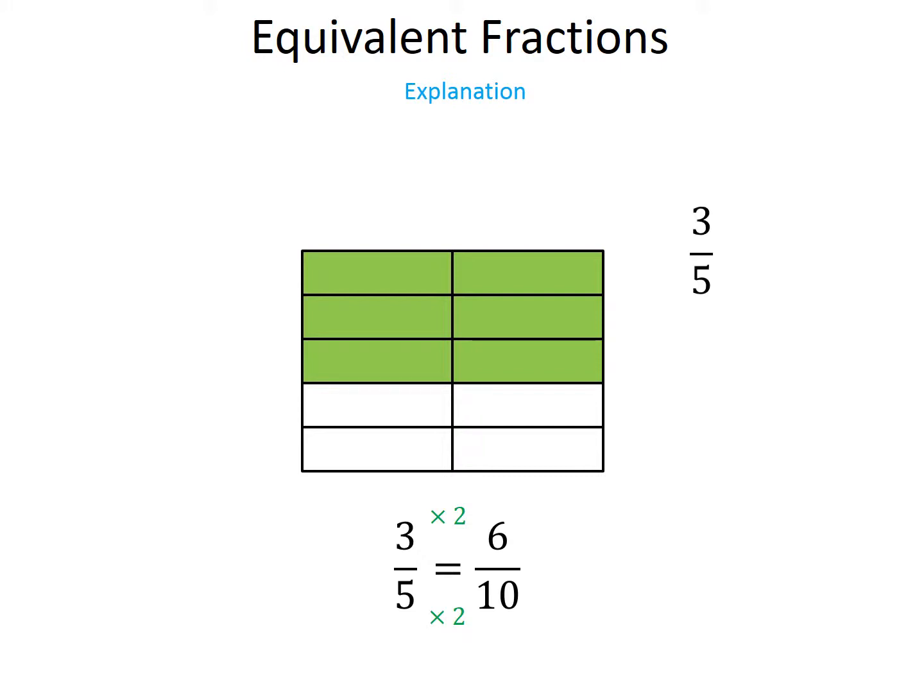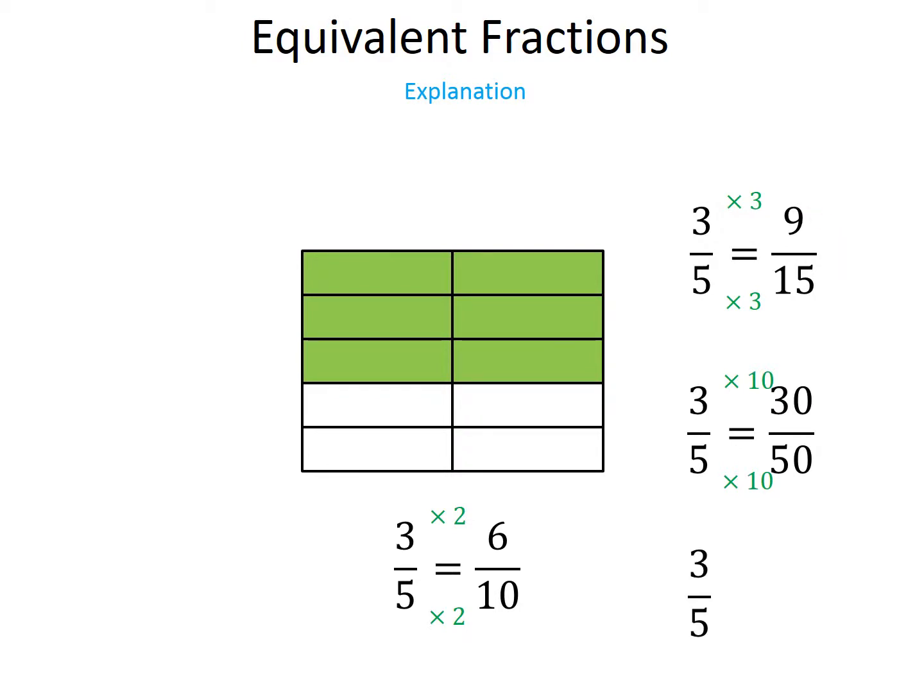So if I was to take 3/5 and I times the top and the bottom by 3, I would get 9/15. 9/15 is exactly the same value as 3/5. I could do the same, but times it by 10. 30/50 also has exactly the same value as 3/5 and as 9/15. All these things have exactly the same value. 3/5 times by 25 on the top and the bottom is 75 over 125.